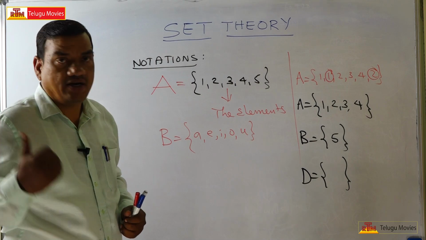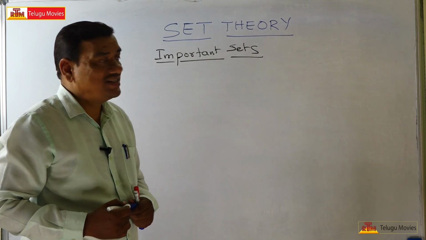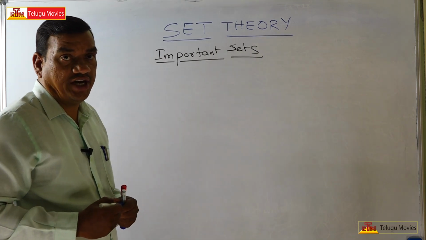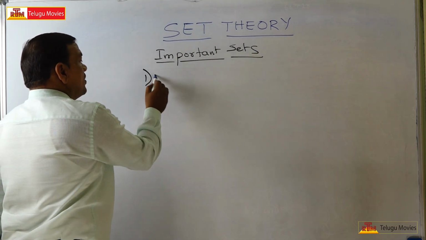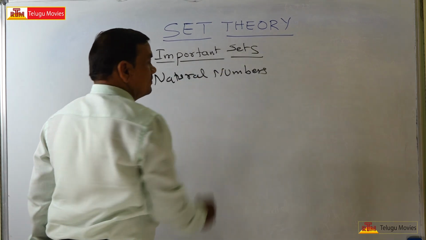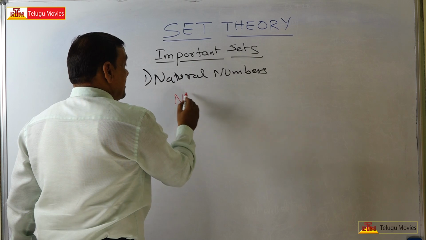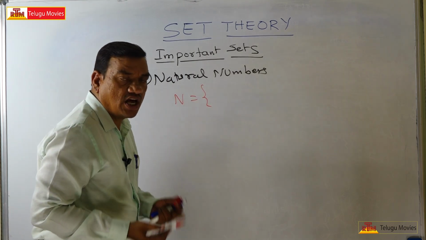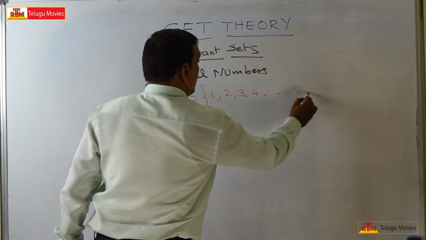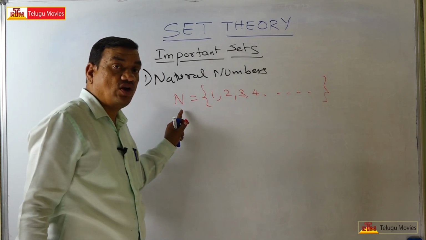Now let us see some important sets in mathematics. Dear students, let us see some important sets which we will come across throughout our mathematical study. The first one is the set of natural numbers. The set of natural numbers is denoted with the capital letter N, and the elements are 1, 2, 3, 4, and so on to infinity. This is the way of representing the set of natural numbers.